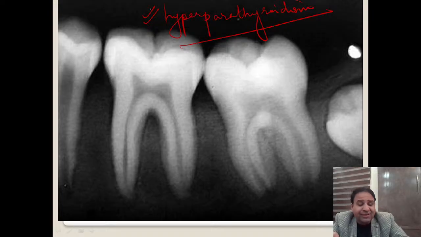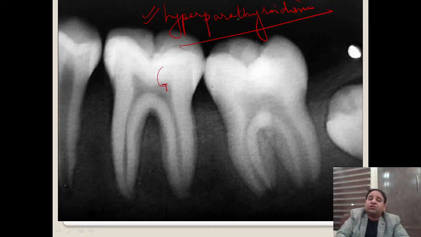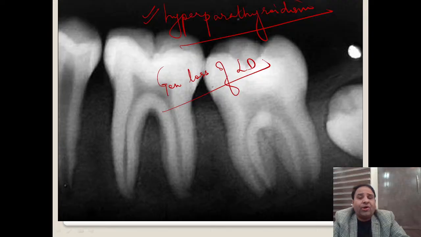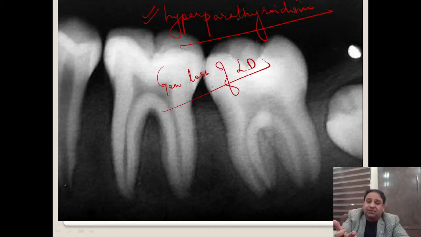So how did you recognize that this is hyperparathyroidism? I am sure there is generalized loss of lamina dura. If you look here, there is generalized loss of lamina dura. Now in hyperparathyroidism, all the calcium from bone is carried into the blood. So serum calcium level is increasing, but the bones are becoming weak. So bones on radiograph appear dull. In contrast, the teeth appear not very bright.